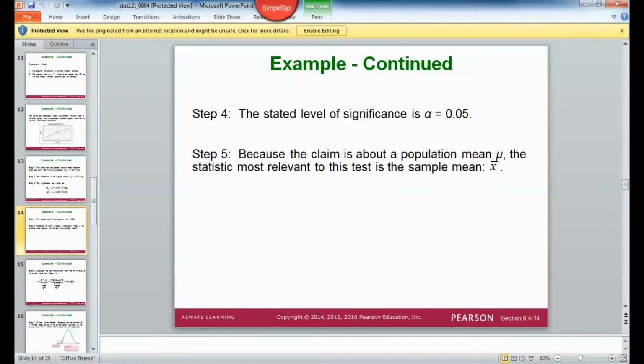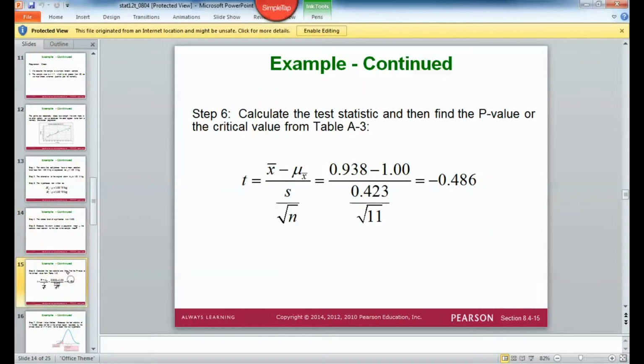Got that? You have the significance level. You have to calculate the test statistic. So you have the sample mean minus the population mean. The population mean comes from the claim itself. That's where the population proportion came from. That's where the population mean comes from, the claim.